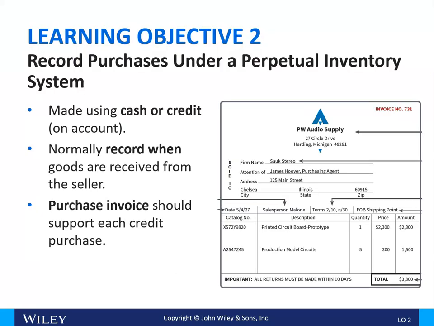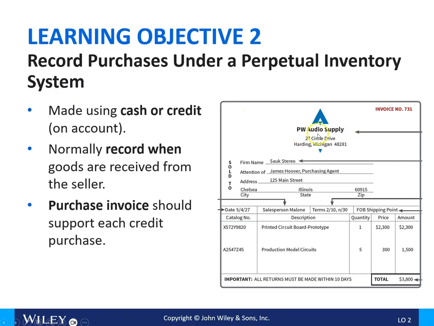So now we'll look at recording purchases under a perpetual inventory system. Purchases are made using cash or credit, so on account. They normally are recorded when goods are received from the seller. A purchase invoice should support each credit purchase. So we have a look at this.